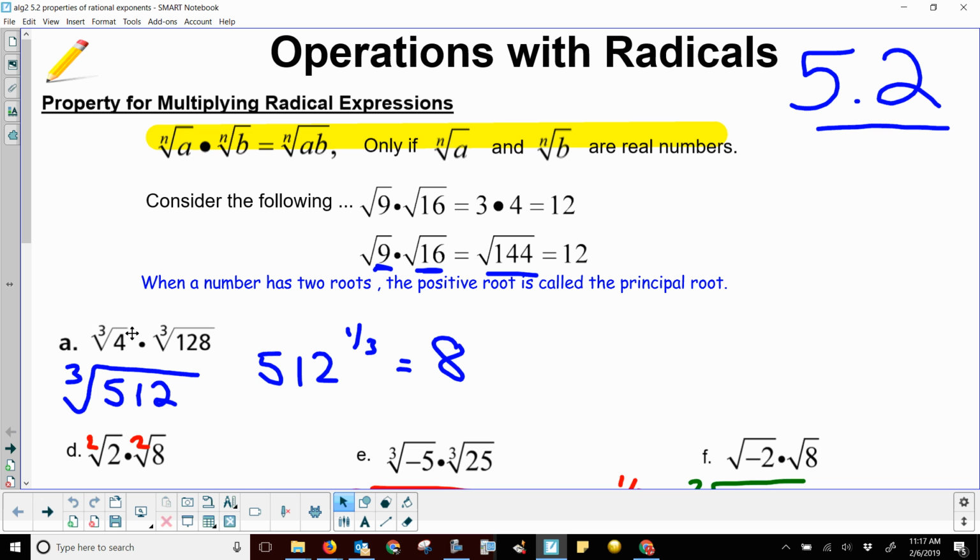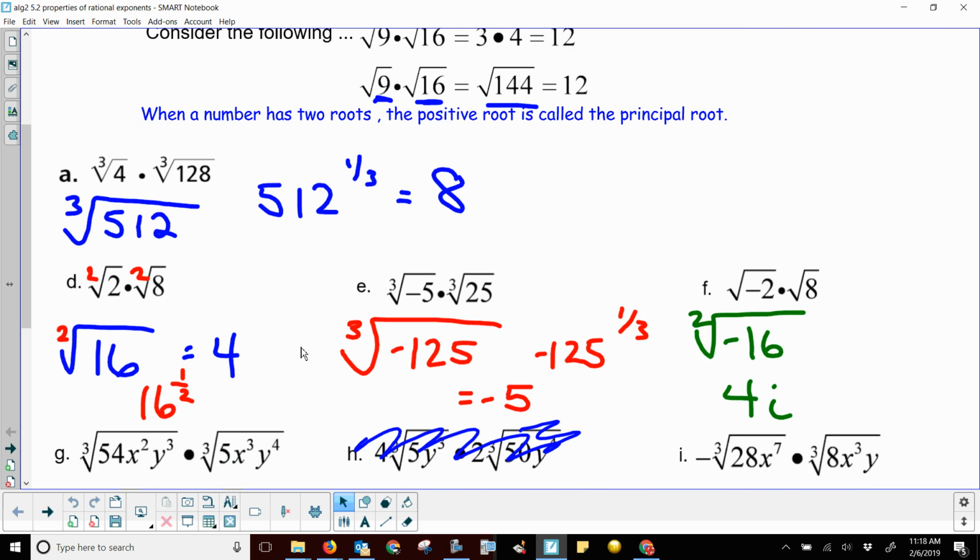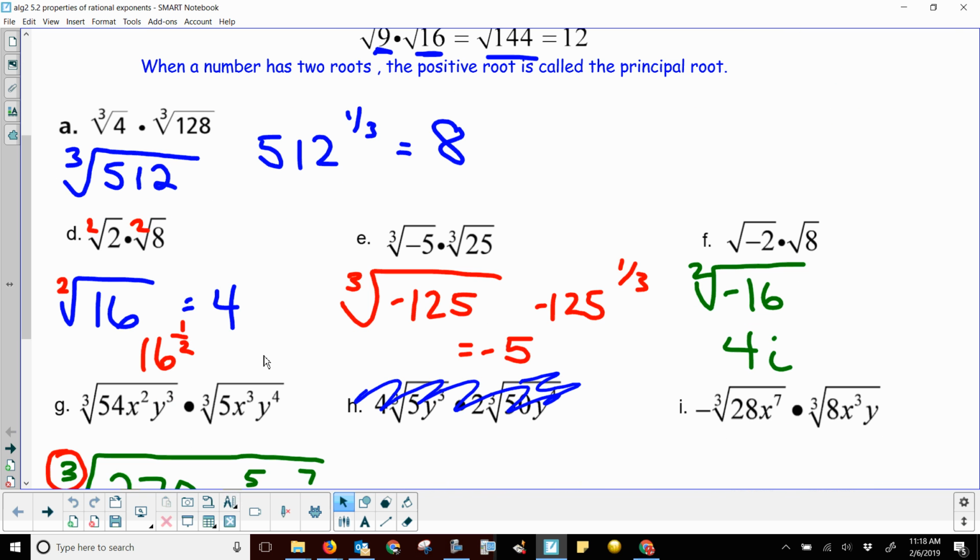So like down here, cube root of 4 times cube root of 128. Well, this is saying we could do 4 times 128, get 512, cube root of 512, and get 8. And that's what we did with all of these.